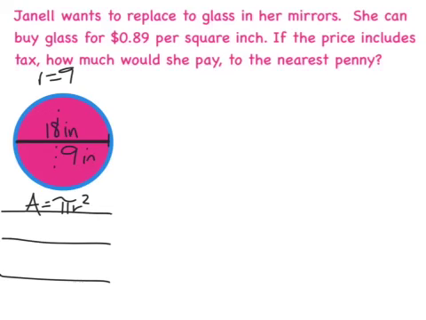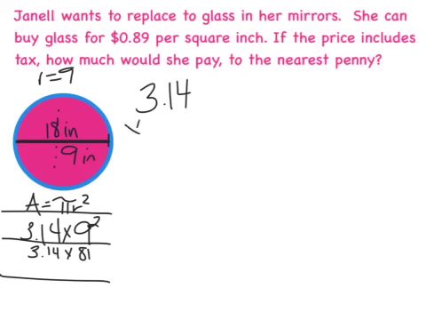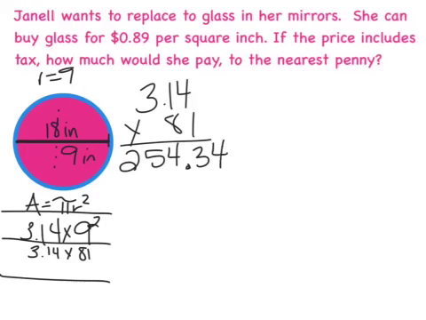Now, when I plug that into the problem, I'm going to do 3.14 times 9 for my radius, and that's going to be squared. Now, I know that 9 squared is 9 times 9, which equals 81. So I'm going to have to multiply 3.14 times 81. Because we're going to cut it short on time, I'm going to go ahead and multiply this for you, and it's 254.34. And once you do that, that's how much area it is.